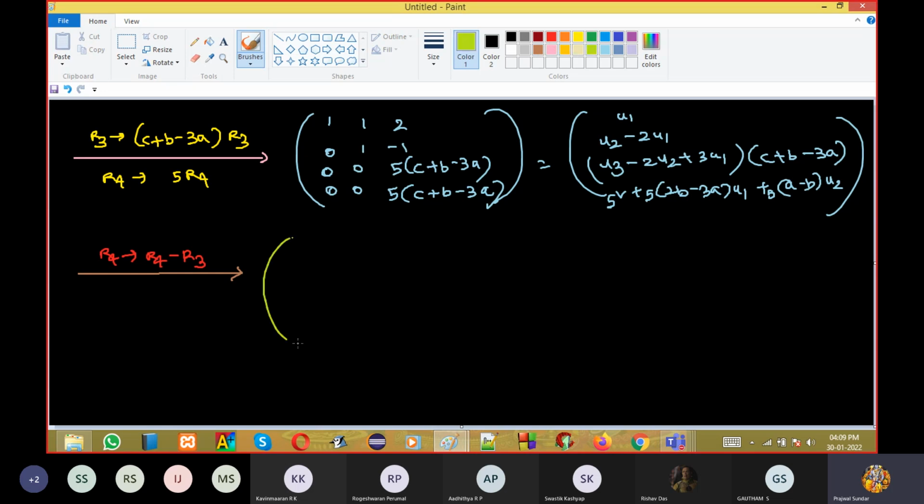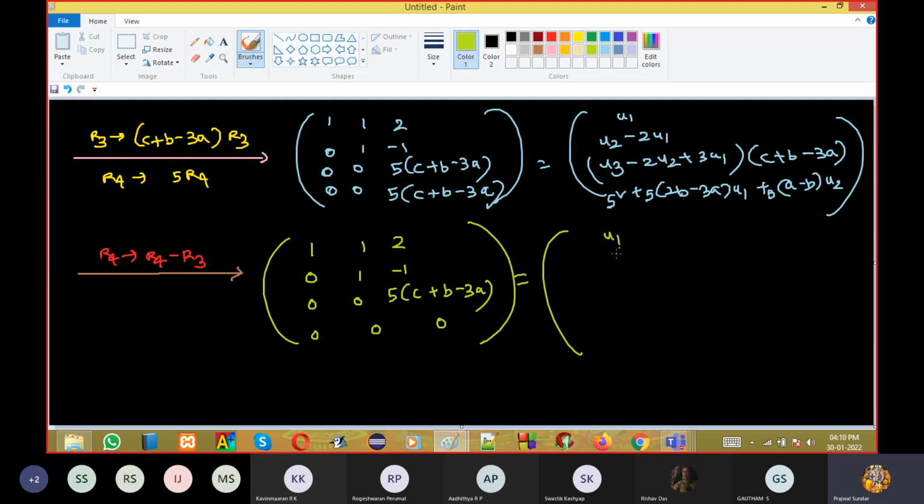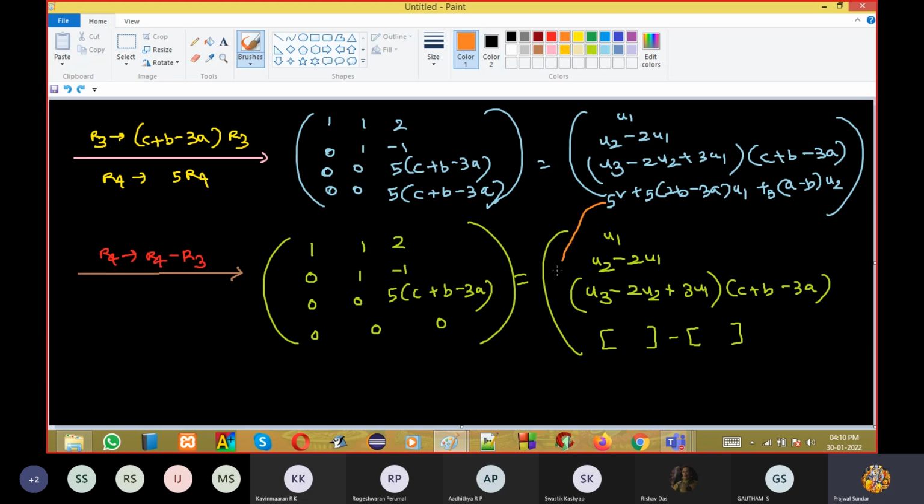So now if you are doing the final operation, you get 1, 1, 2, 0, 1 minus 1, 0, 0, 5 into C plus B minus 3A, 0, 0, last row will get 0. Okay. So here you will do U1, U2 minus 2 U1, will get U3 minus 2 U2 plus 3 U1 into C plus B minus 3A, and here you will do this big thing minus this big thing, that is this you will write here, and this you will write here. You will subtract it. Okay, I'm not doing it, it will take a lot of time.